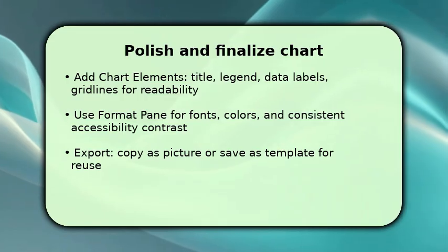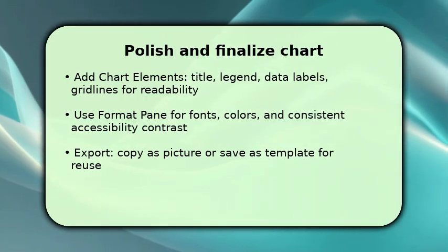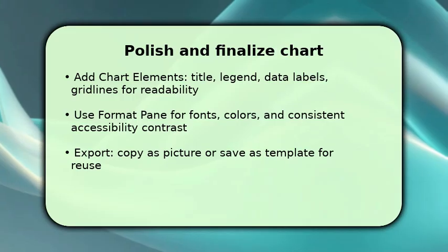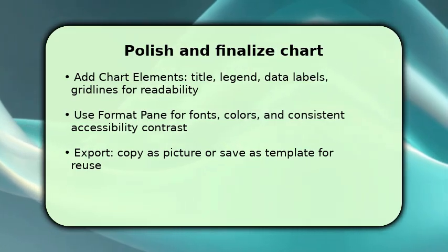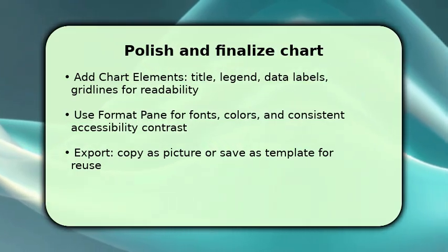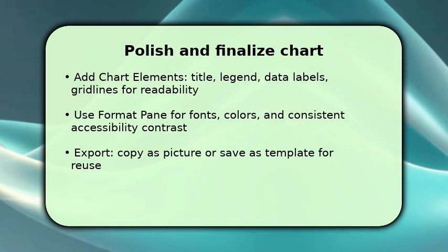If something looks wrong, check source ranges and hidden rows. If values disappear, make sure series refer to absolute cell references instead of relative ones to avoid accidental breakage.